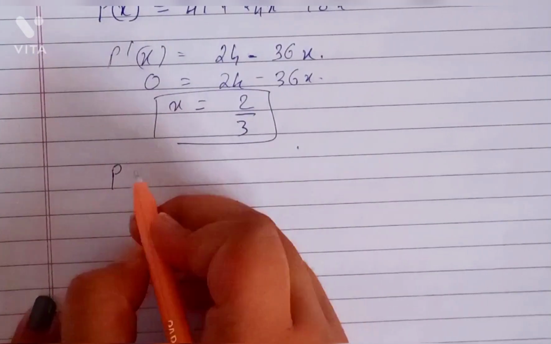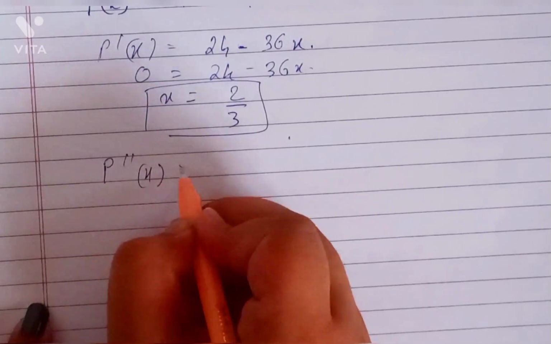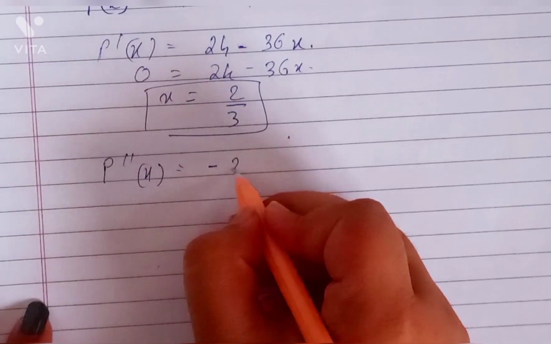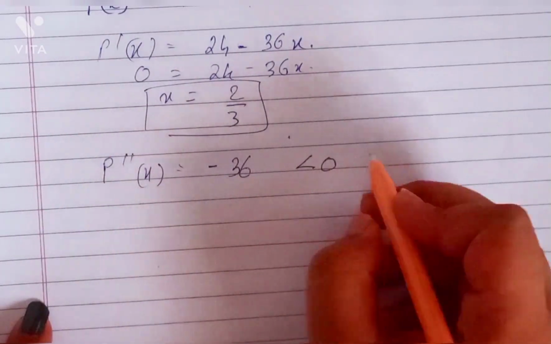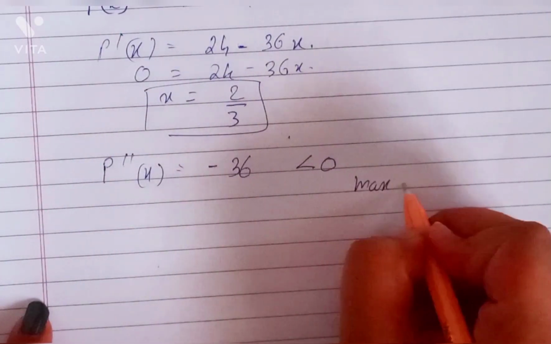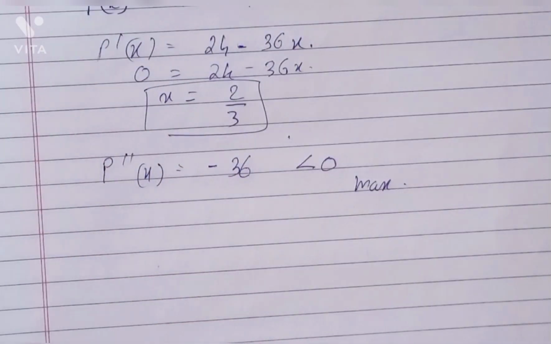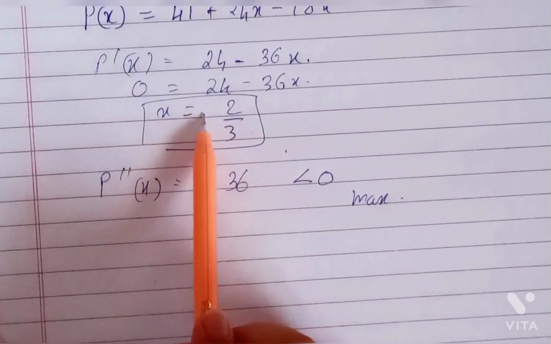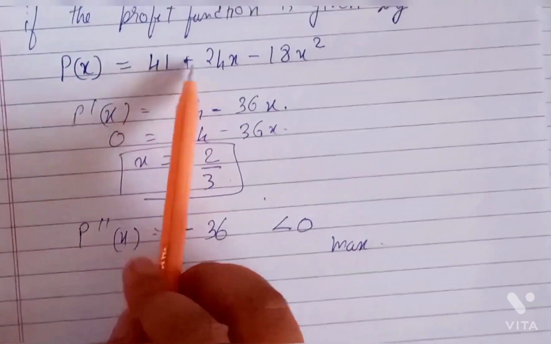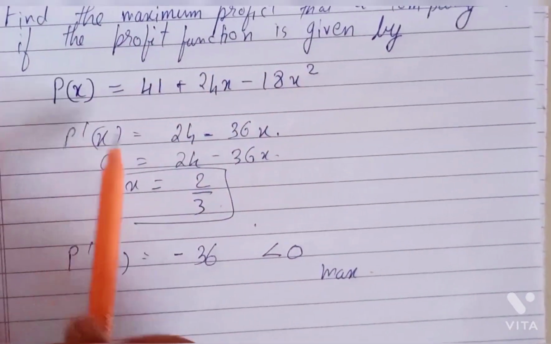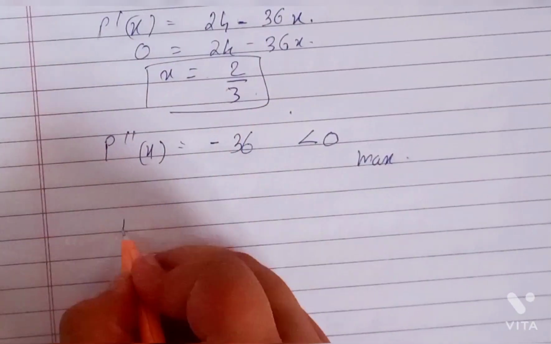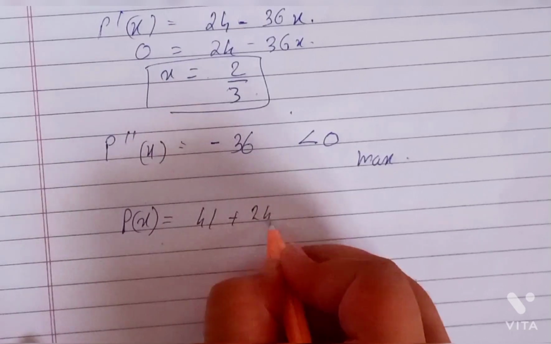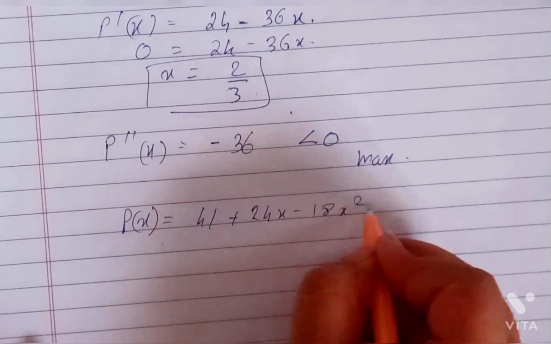So p double dash x equals minus 36, which is less than 0, means it's a maximum at this point. Alright, so I'll put this value of x in p of x to find profit. We need to find profit, so put this value in p of x. So p of x is 41 plus 24x minus 18x square.